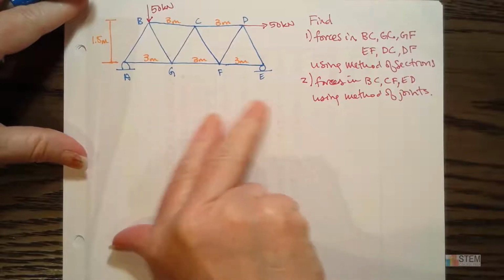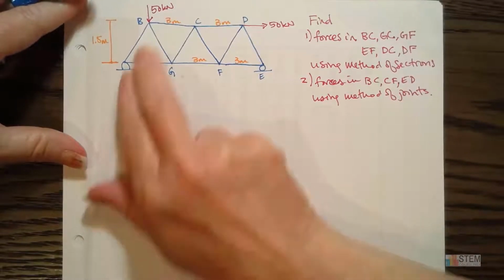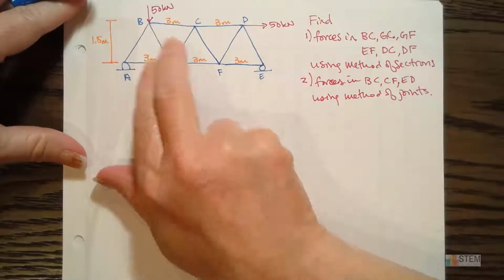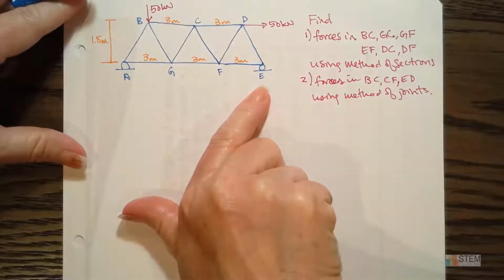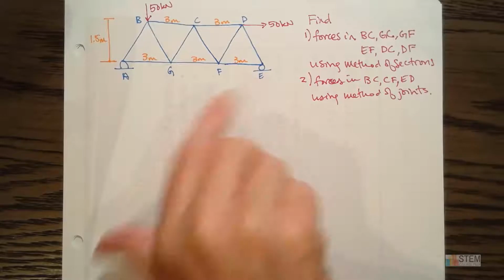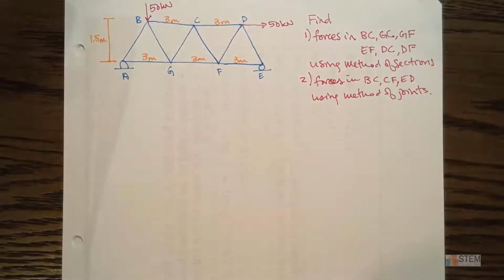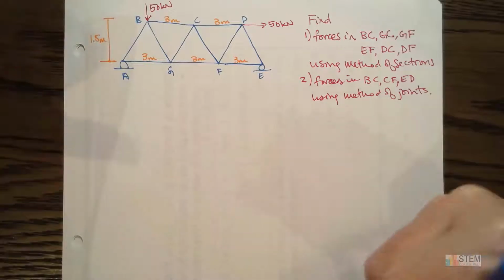It's just a Warren truss. We've got an external force of 50 kilonewtons here, and 50 kilonewtons here. Pin at A and roller at E. And I'm hoping this is the correct picture that they were describing, but that's how I drew it out.